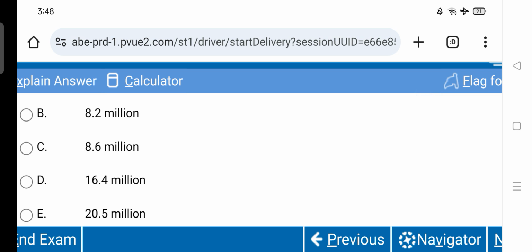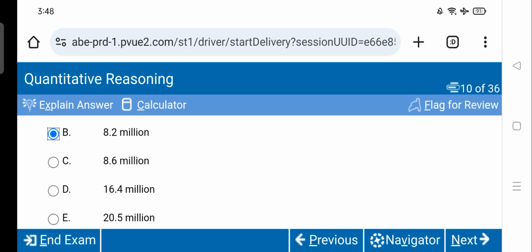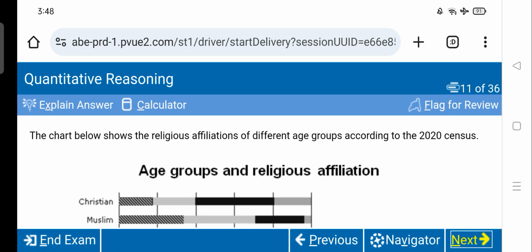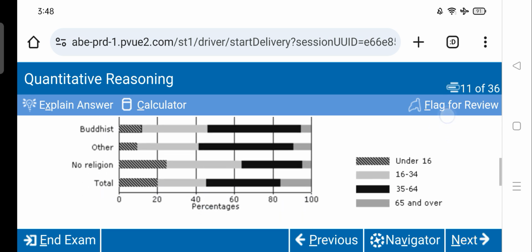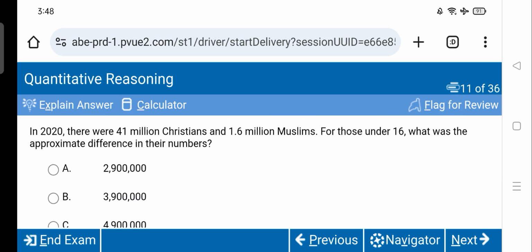So that's how we can say option B is the correct option, which is 8.2 million. Next question we have, same passage statement with the same chart. The question is: in 2020 there were 41 million Christians and 1.6 million Muslims. For those under 16, what was the approximate difference in their numbers?